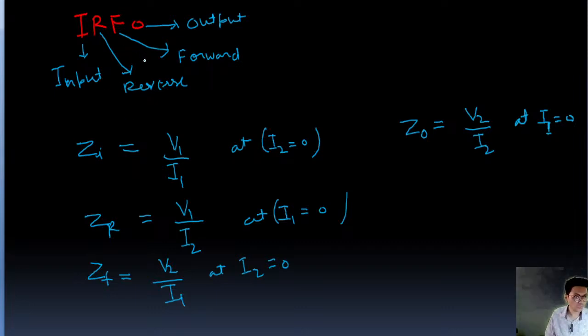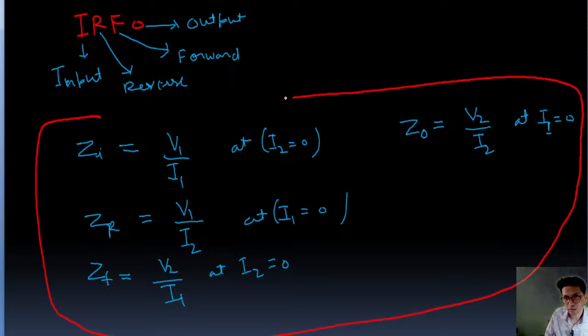Now I will solve one question, then it will clear all your doubts. These are very important formulas, guys, you need to note down. This is Zi, Zr, Zf, and Zo, and these are the conditions. Using this formula, I'm going to solve one question, and it is going to clear all your doubts. So, the question.